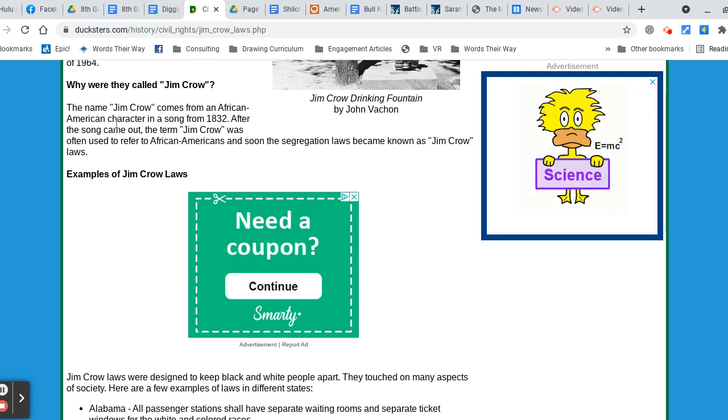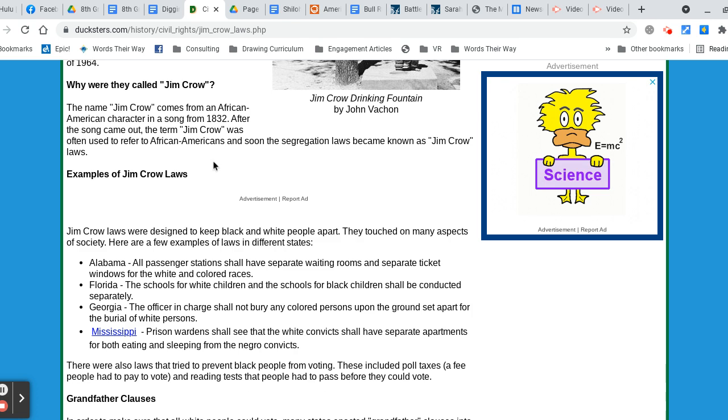Why were they called Jim Crow? The name Jim Crow comes from an African American character in a song from 1832. After the song came out, the term Jim Crow was often used to refer to African Americans, and soon the segregation laws became known as Jim Crow laws.